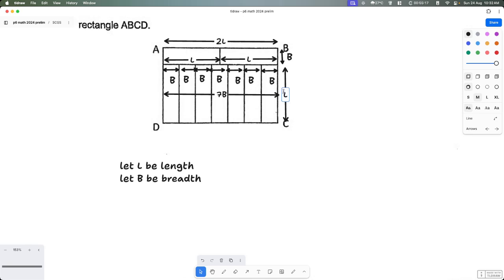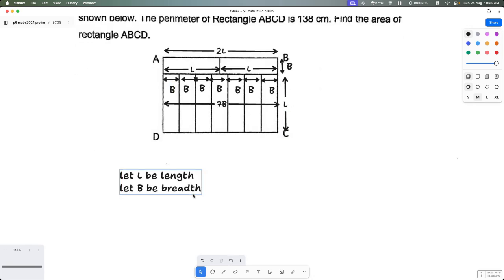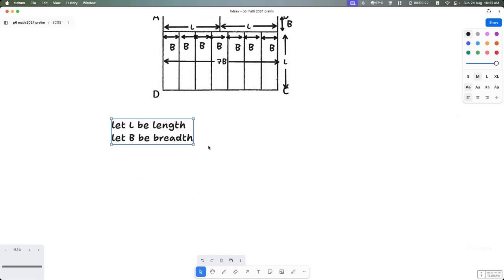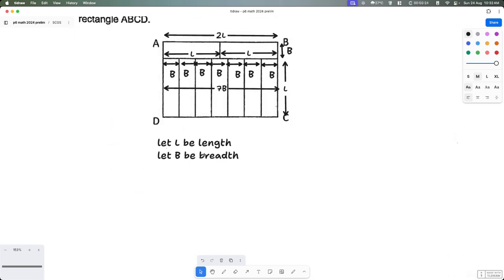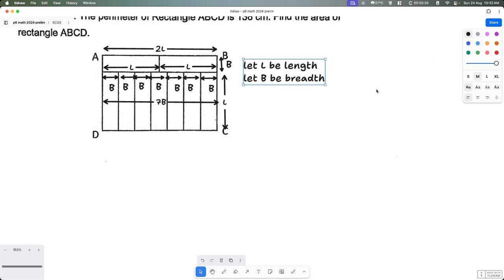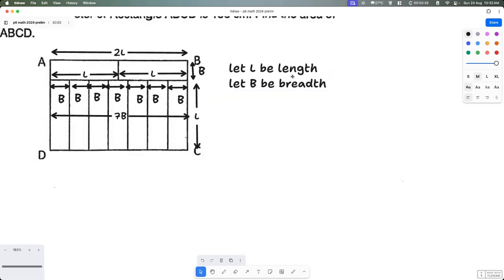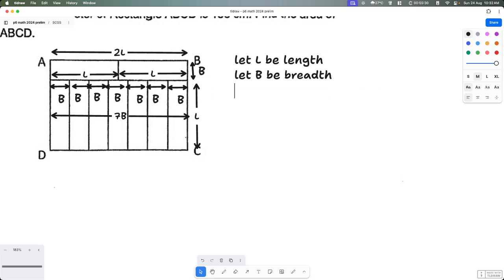Okay, over here. All right, so let's then do the equation. Let L be length and let B be breadth. Maybe let's put it beside so it's easier to see. We know that 2L is equal to 7B. Then that means 1L is equal to 7 divided by 2, which is 3.5B. It's okay to have decimal places because it's pretty normal.